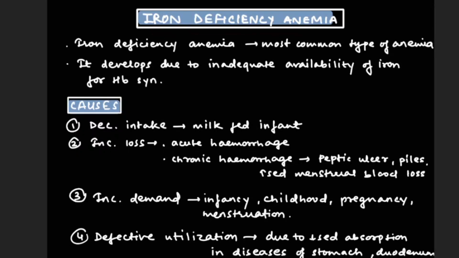So basically, what do you mean by anemia? That is the decrease in Hb concentration or decrease in RBC count. So iron deficiency anemia is the most common type of anemia and it develops due to inadequate availability of iron for the hemoglobin synthesis.